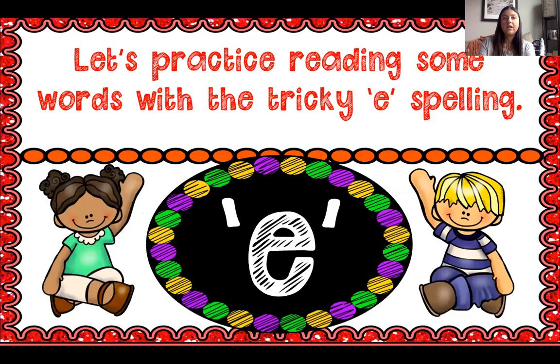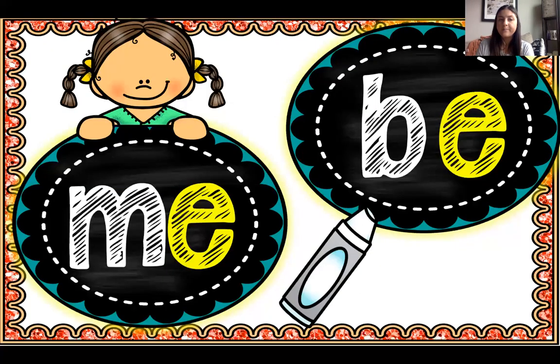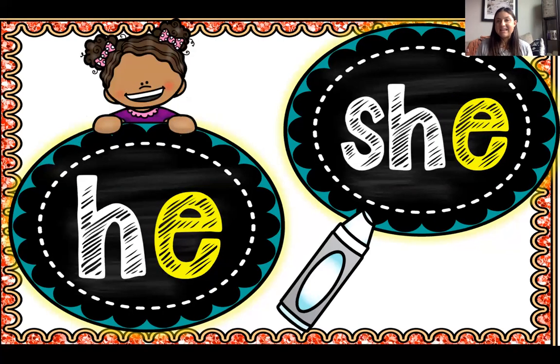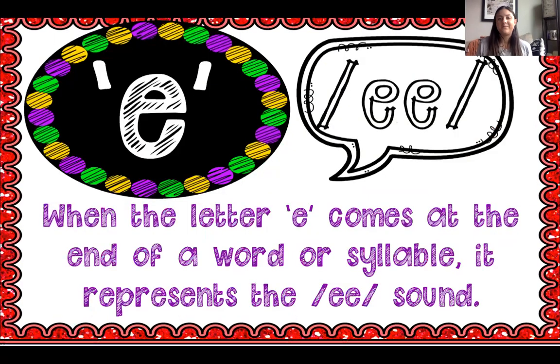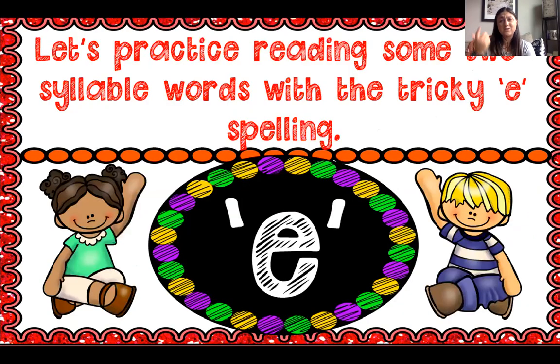Alrighty. So let's practice reading some words with the tricky spelling E, okay? I'm gonna start, you're gonna repeat after me. Me, be, he, she. All right, so when the letter E comes at the end of a word or a syllable, it represents the E sound. If it comes at the end, like I said, of a word or a syllable, it says the E. Those are just something we're gonna have to remember because remember, E is tricky.